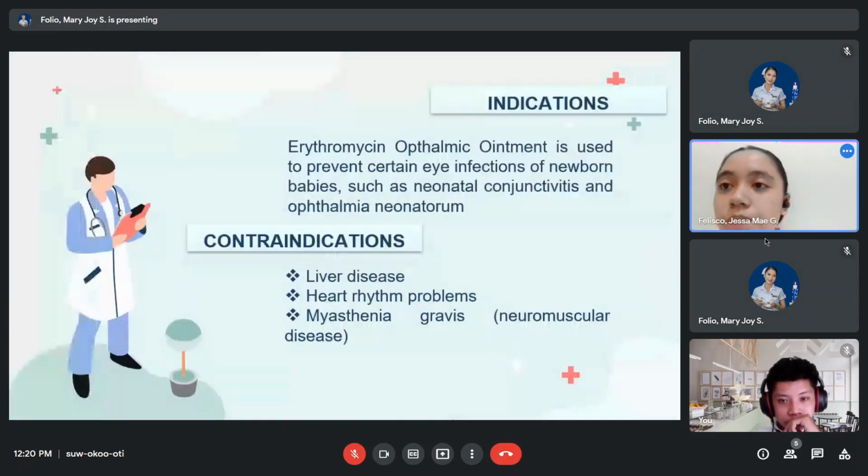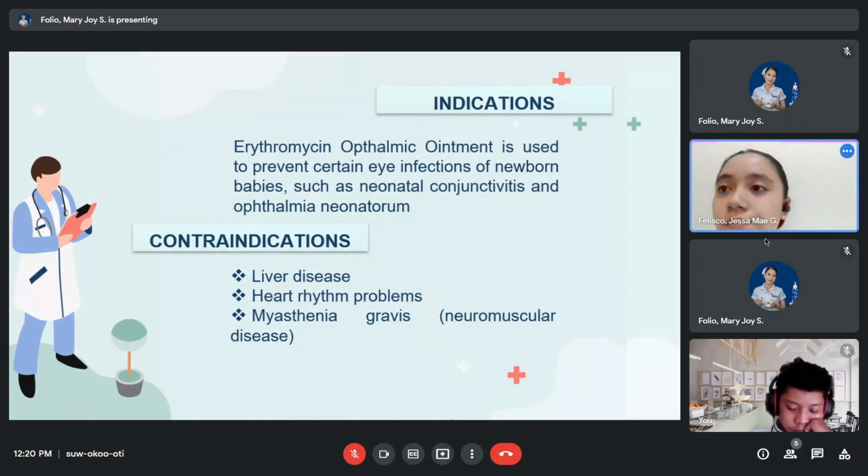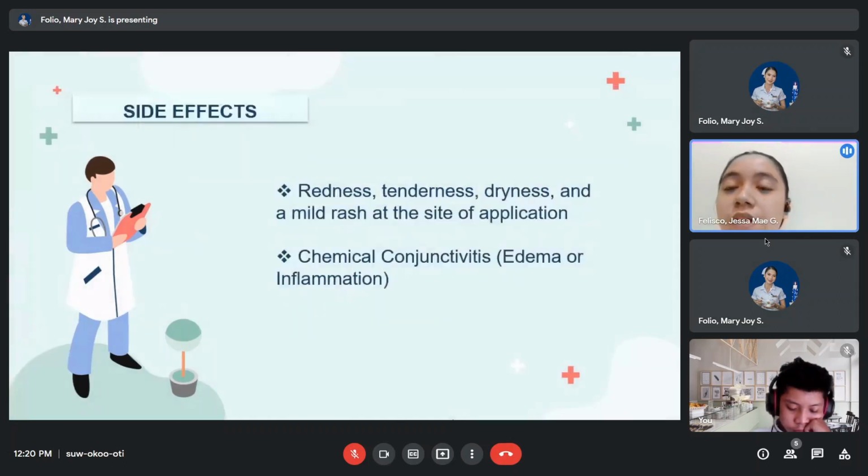Next slide, please. For the indication, erythromycin ophthalmic ointment is used to prevent certain eye infections of newborn babies, such as neonatal conjunctivitis and ophthalmia neonatorum. For the contraindications, this is contraindicated in patients with liver disease, heart rhythm problems, and myasthenia gravis, a neuromuscular disease. Next slide, please. For the side effects, we have redness, tenderness, dryness, and mild rash at the site of application, and chemical conjunctivitis or edema or inflammation.